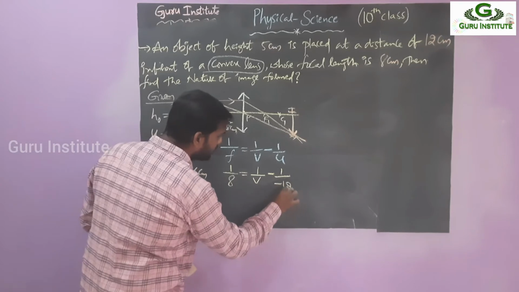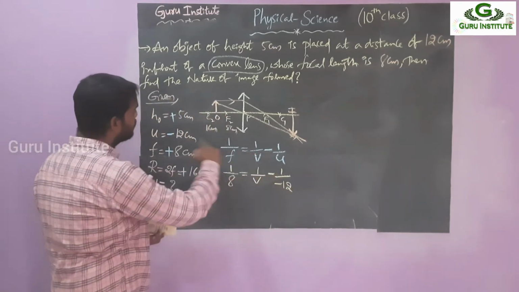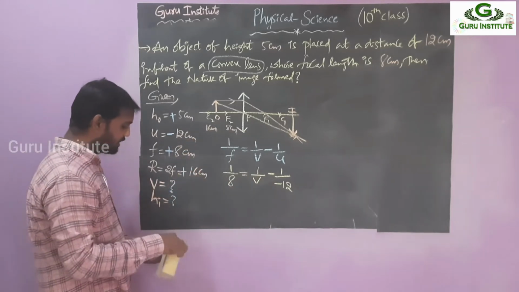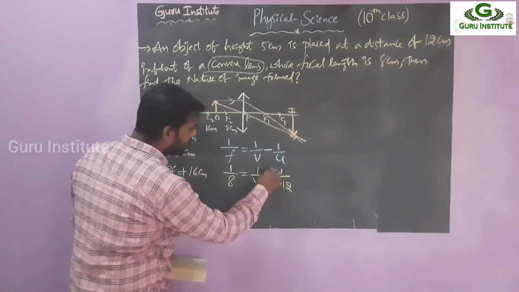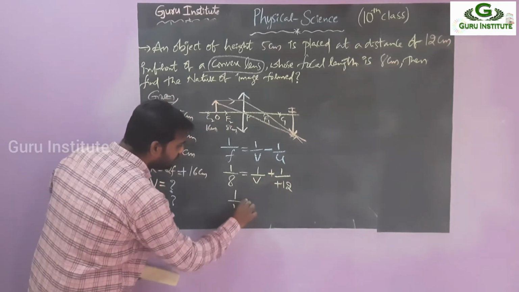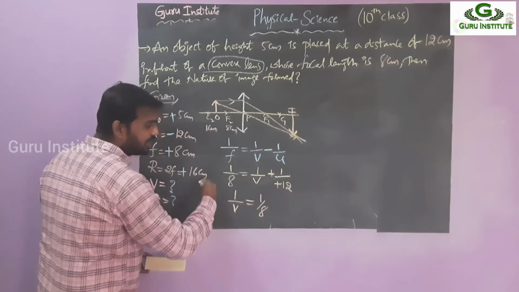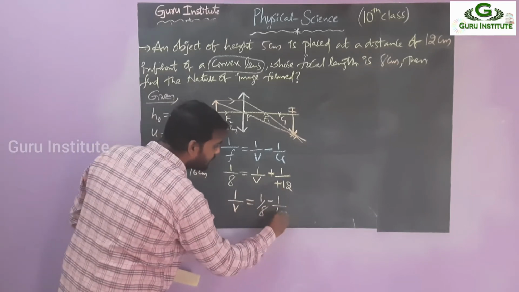So then f is positive, I am taking positive. So minus minus, u should be negative. You can take negative. So then what is the next one? So next step, minus minus get cancelled, it should be a positive. Then what is the next step? 1 by v is equal to 1 by 8. This 1 by 12 coming to the left side, it should be minus 1 by 12.